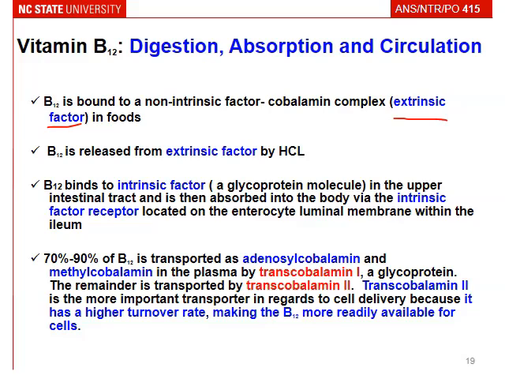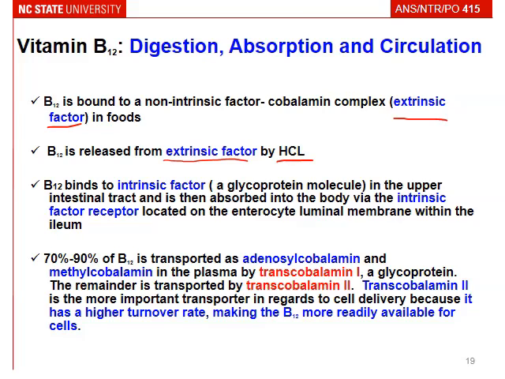It's found in our foods. So not an intrinsic, but an extrinsic, so a non-intrinsic factor. And once our B12 goes into our stomach, it's released from that extrinsic factor, and that is done by our hydrochloric acid. So another function of our hydrochloric acid that we are observing.